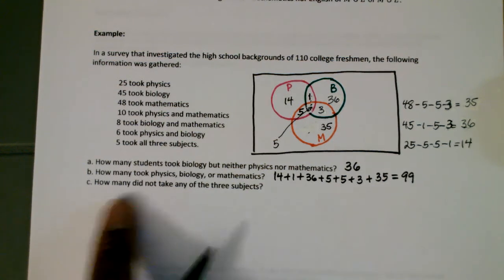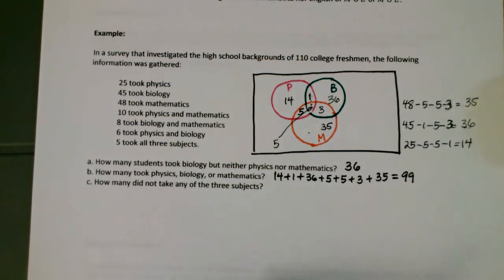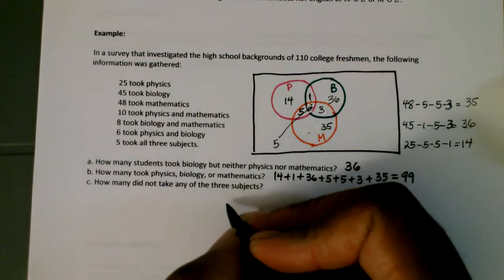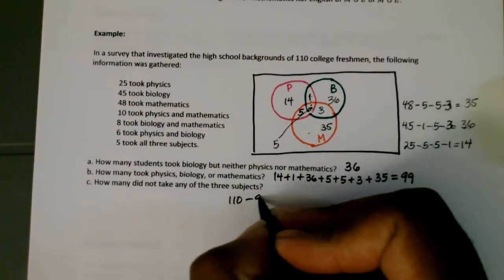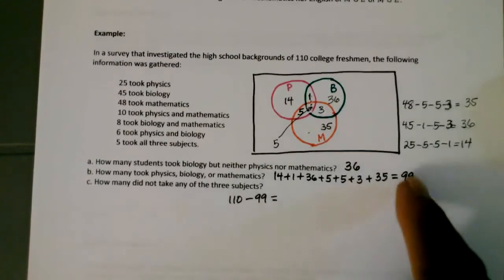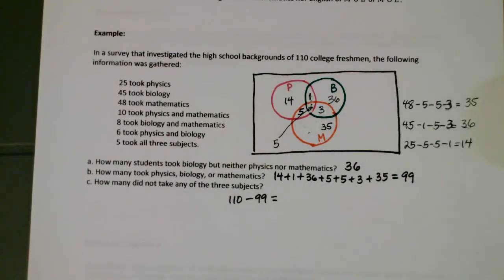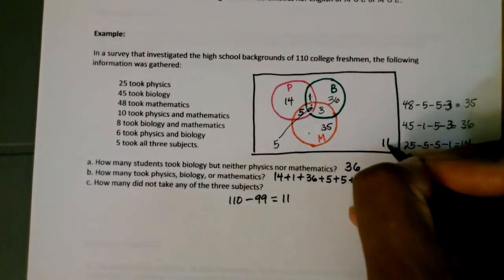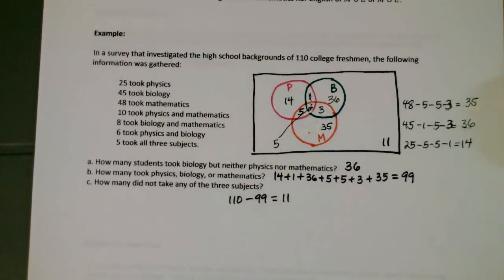And then how many did not take any of the 3 subjects? Well, there were 110 college freshmen. So I subtract that 99 from 110. That would give me 11. And that 11 would go right here. Okay, so that's how we create a Venn diagram and use that Venn diagram to answer those questions.